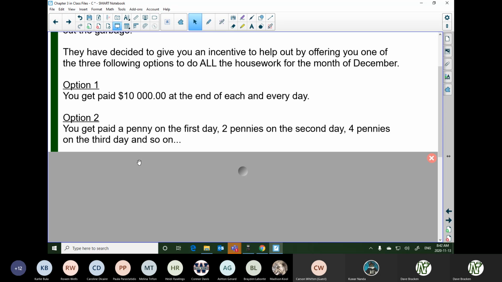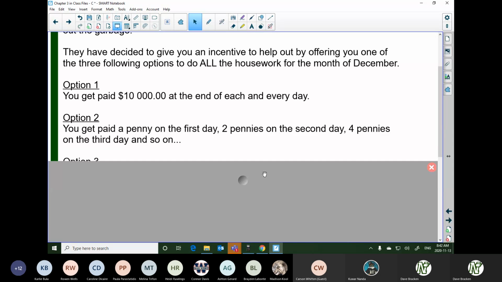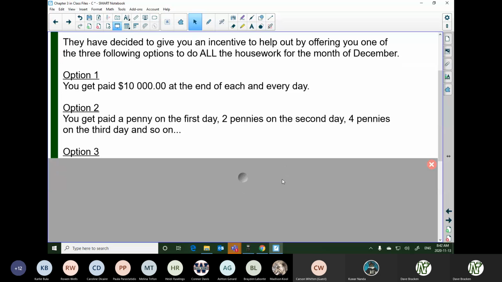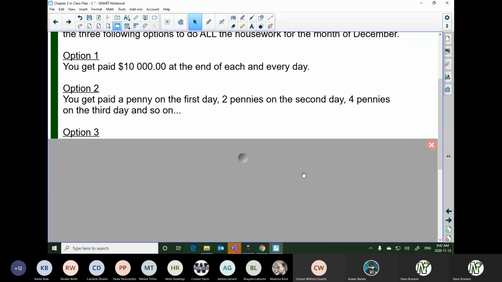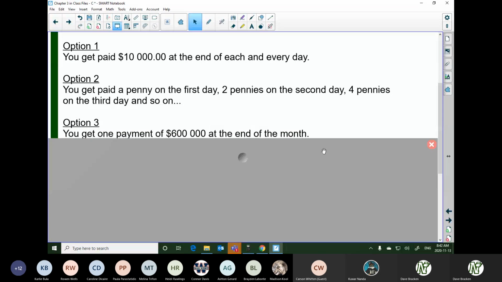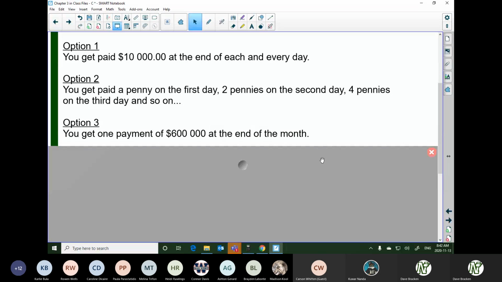Okay? Or option 3 is you have to do all the chores for the entire month, and you do not get paid till the very last day. But on the very last day, your parents will give you a one-time payment of $600,000.